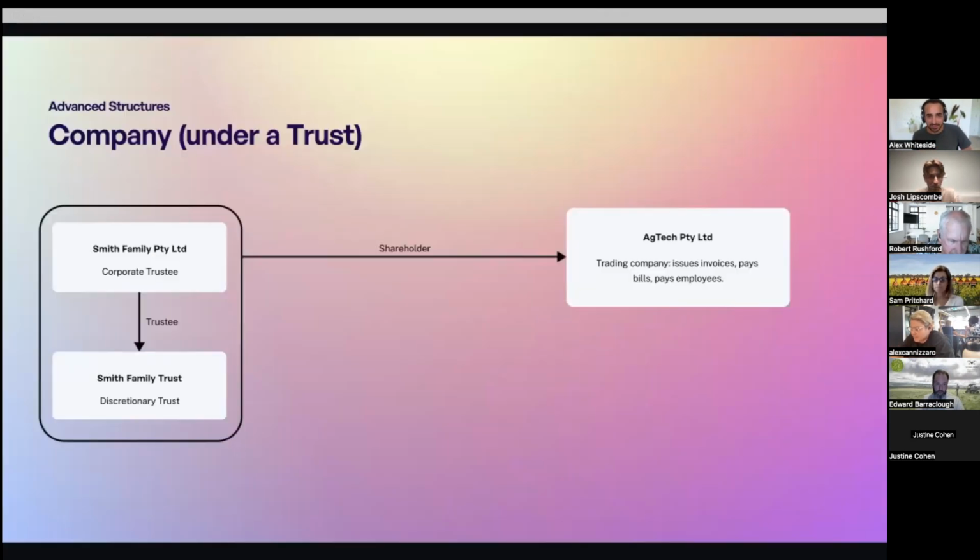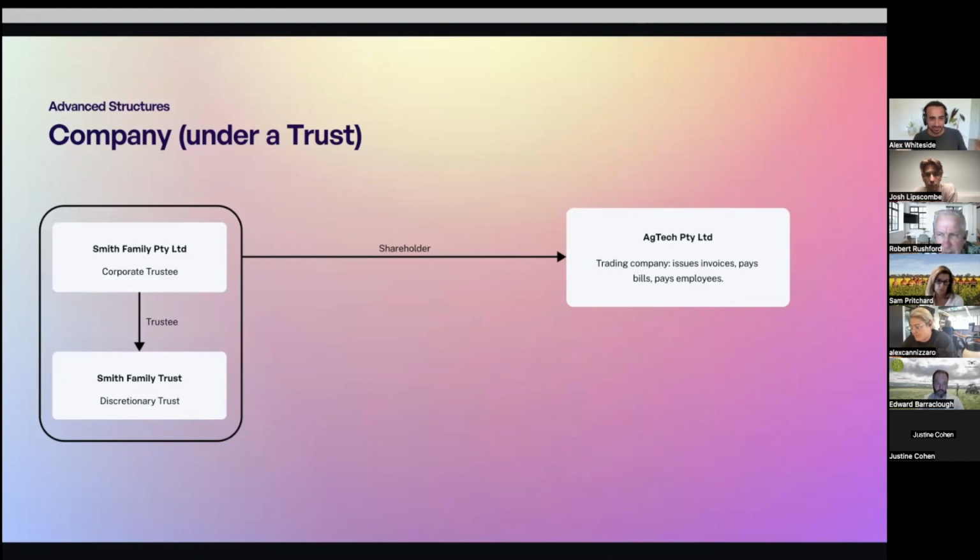And let's cover the company under a trust structure as I discussed previously. I'll show you in a chart. So this is just an example of a really basic trust company setup. So you've got the corporate trustee. That is a separate company that has to be set up. It'd be very rare these days to see people being an individual trustee.